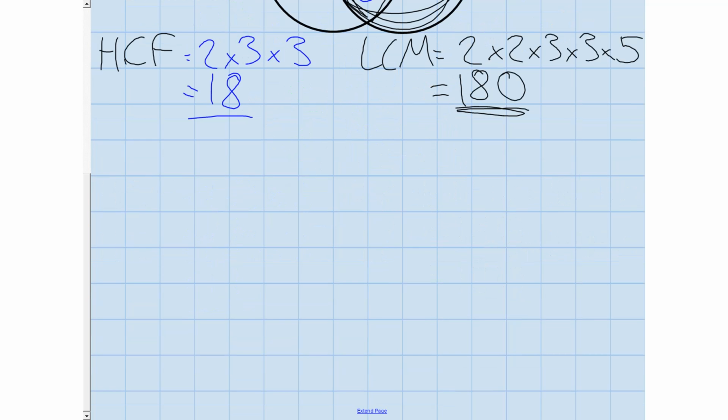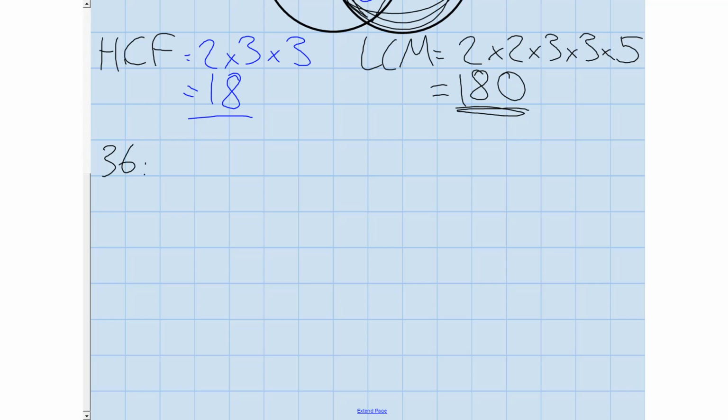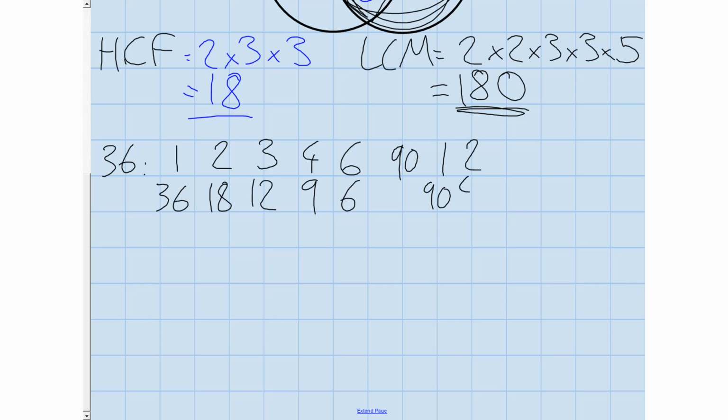As always, if you prefer, you could write these down as factors. Write down factor pairs and just compare them. So we're doing 36 and 90. 36 factor pairs are 1 and 36, 2 and 18, 3 and 12, 4 and 9, 6 and 6. And for 90, 1 and 90, 2 and 45, 3 and 30, 4 doesn't, 5 and 18, 6 and 15, 7 doesn't, 8 doesn't, 9 and 10.